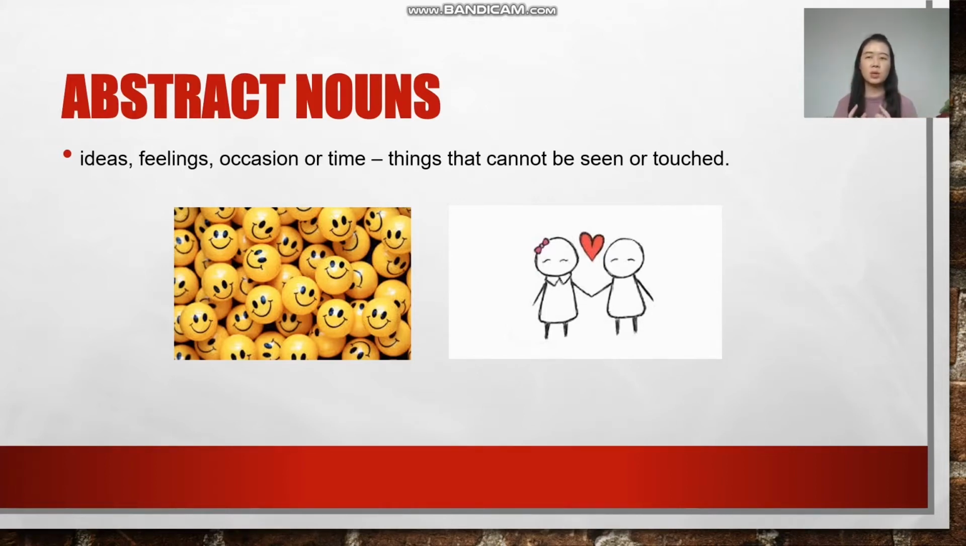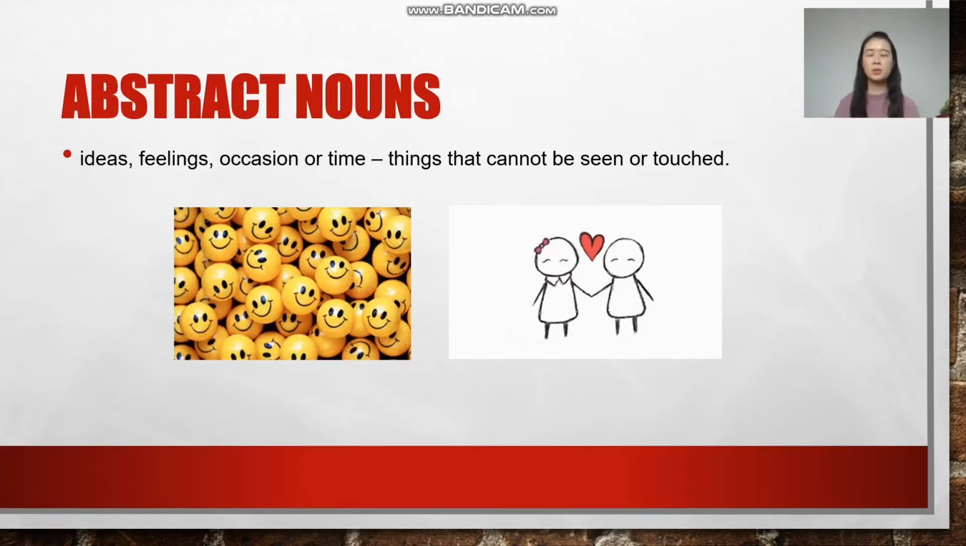And that is the word happiness. I know that we cannot touch happiness, but we can feel that we are happy, okay? And the next one, you can see with the heart, a mini heart and the heart like that, okay? And that is called love, okay? Because the word love can be both noun and verb. But here we are talking about the word love as the noun. You cannot touch, but you can feel it.